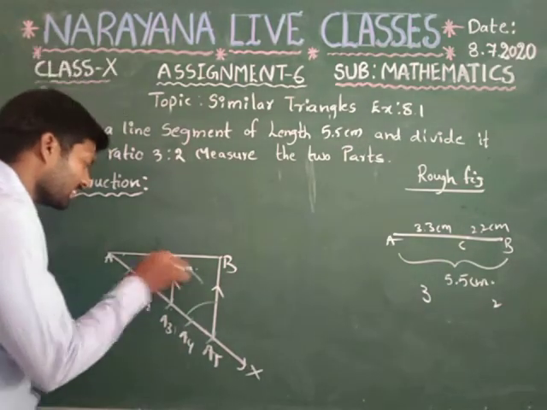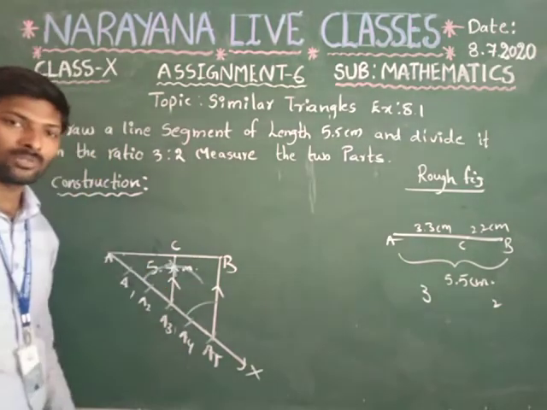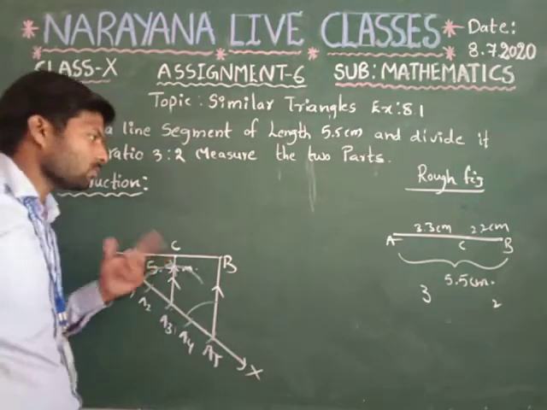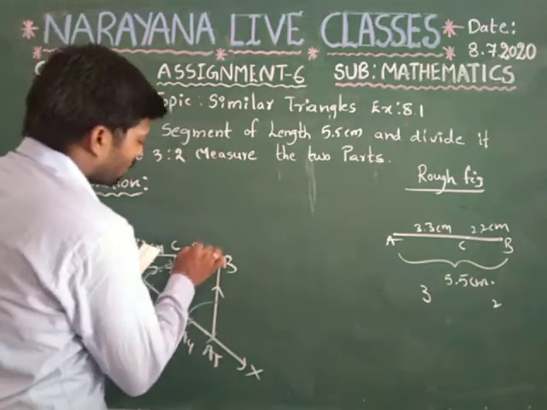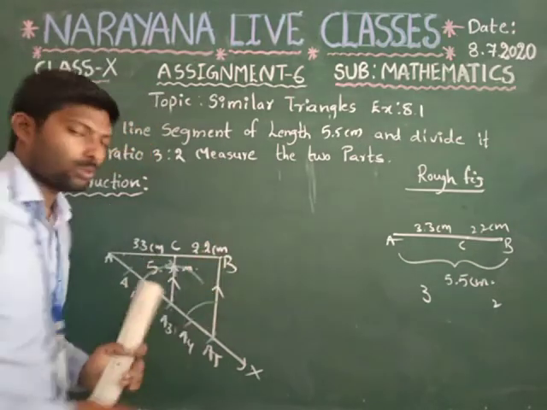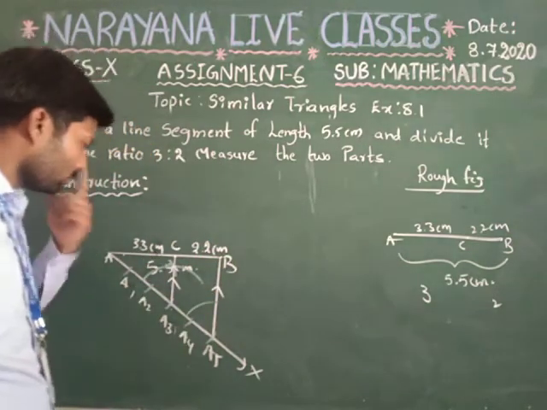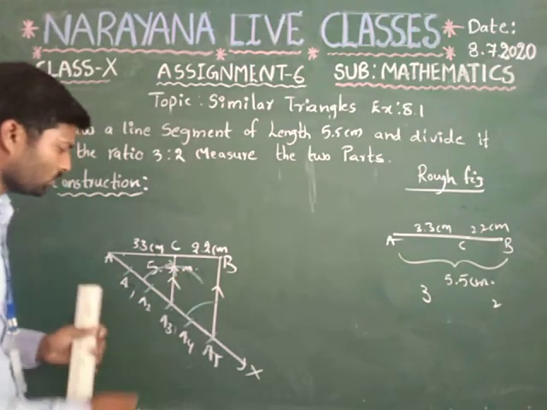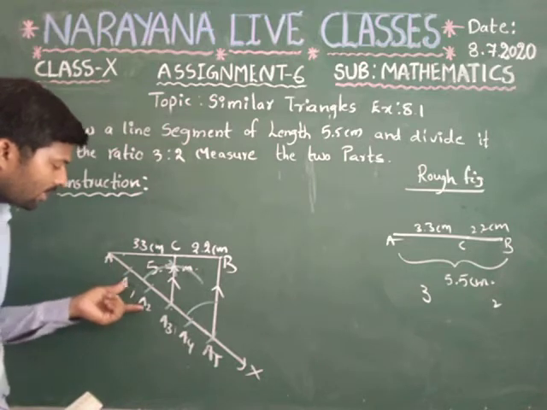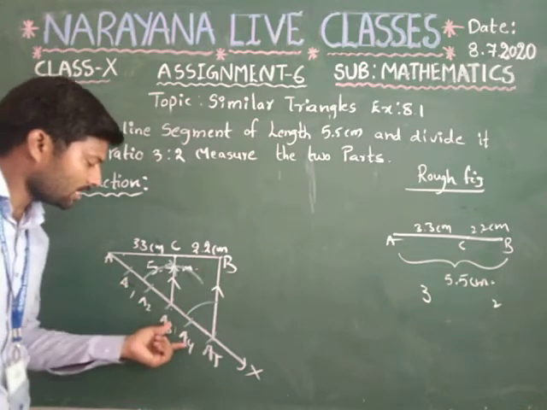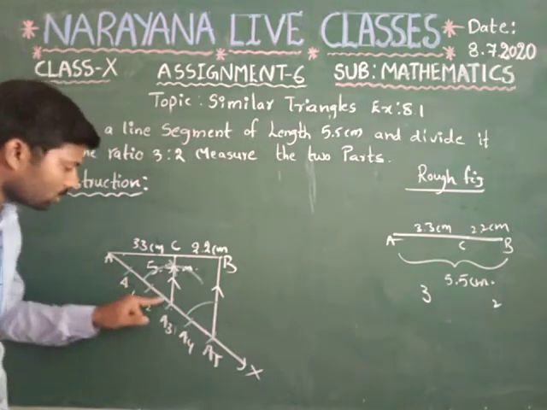Now this line will intersect AB at point C, such that if you measure this AC, how much must it be? 3.3 centimeter. CB must be 2.2 centimeter. Okay. Now after that you have to write. So what is this? A1, A1 A2, A2 A3, A3 A4. So all lengths must be the same.